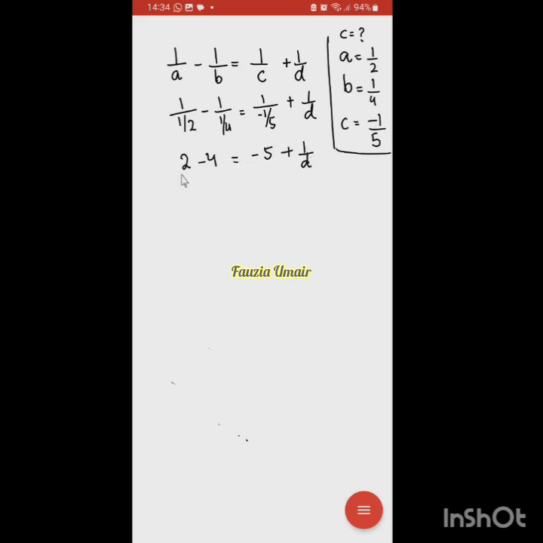Okay, so now they are all numbers. Say 1 by d, this is the variable term. So you can take this minus 5 on the other side of the equation. So it will be 2 minus 4 plus 5. Now, what is the answer of these integers? 2 minus 4 plus 5. So plus 2 plus 5 is plus 7, right? And 7 minus 4 is 3.